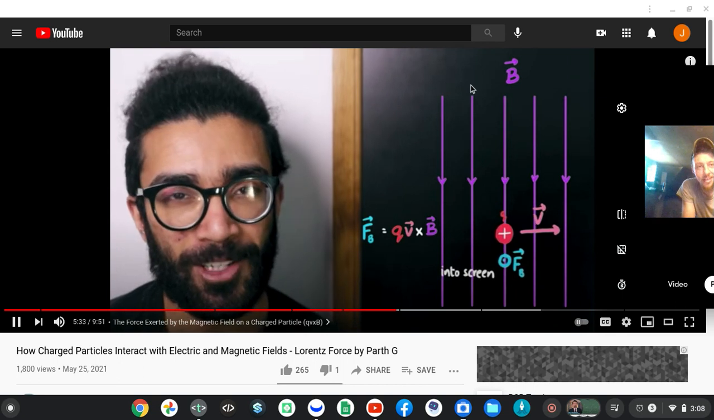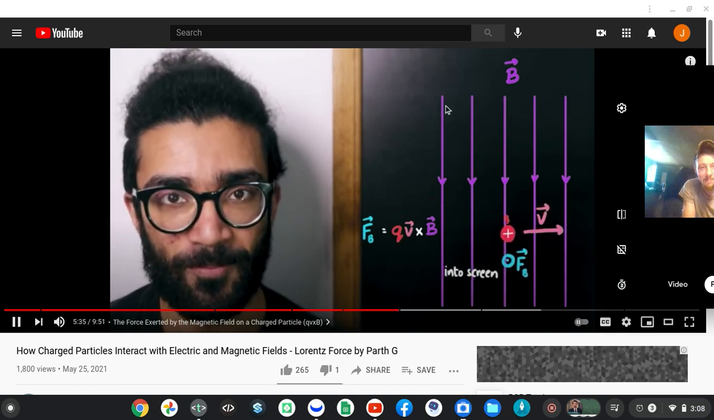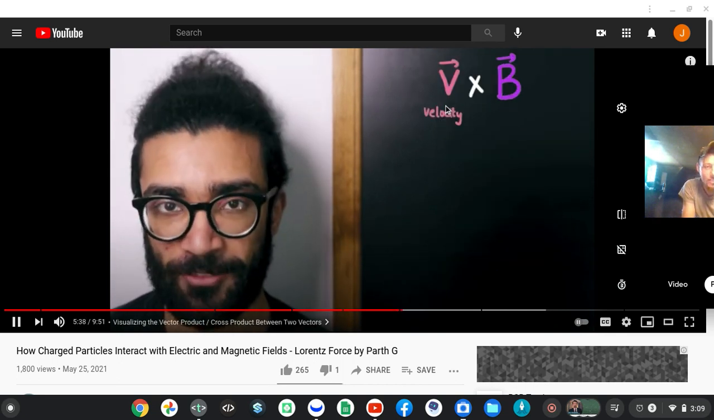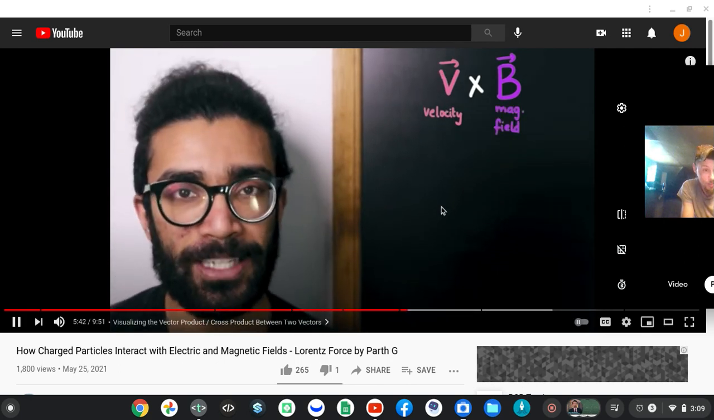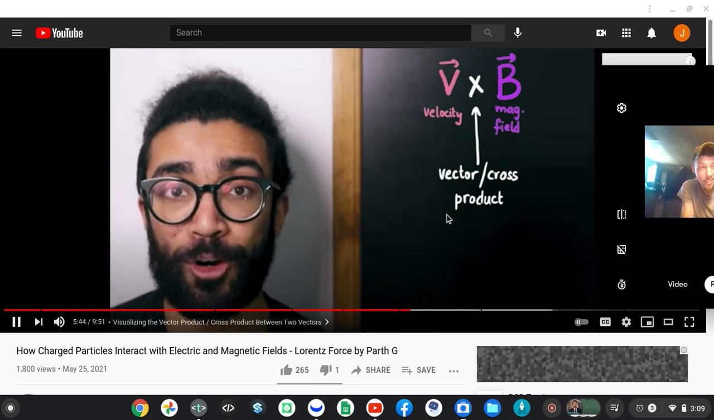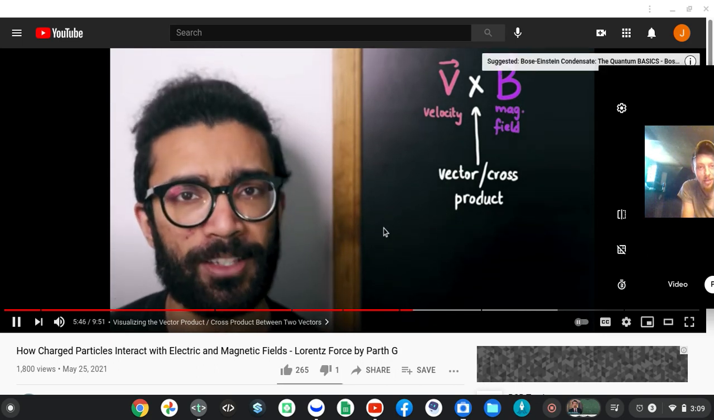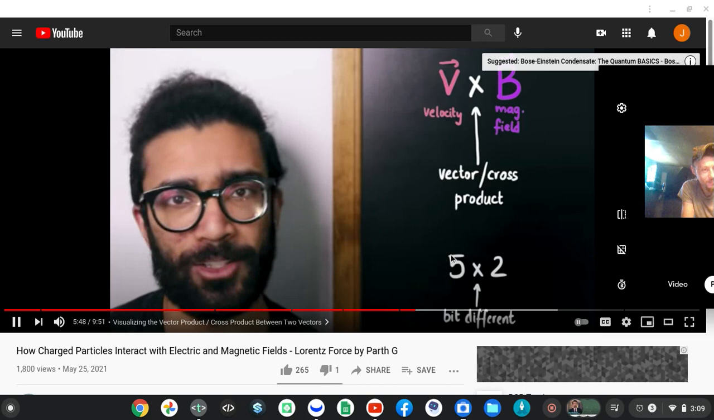Now let's take a look at what this last bit actually means. V is the velocity of our particle, which is a vector. B is the magnetic field, which is also a vector. And what we're finding here is the vector product, or cross product, between these two. It's not just a simple multiplication like there is between two numbers, say.